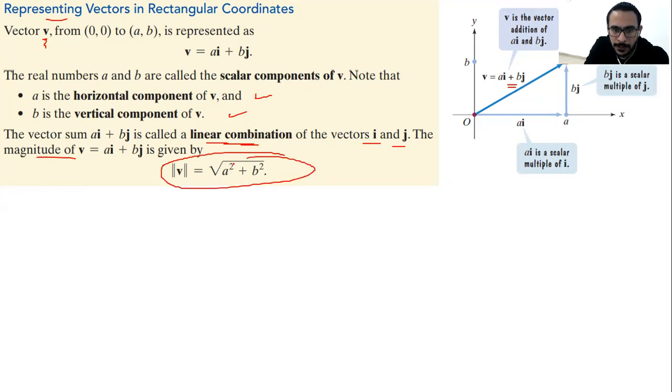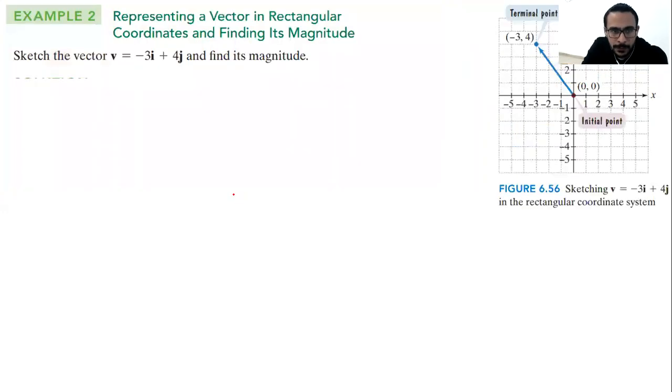The magnitude is the square root of a squared plus b squared, the same as the absolute value of any complex number in polar form. How to sketch the vector v equals negative 3i plus 4j? In example 2, you just move 3 units left and 4 units up, from (0, 0). It is the same as plotting the complex number in the coordinate plane.